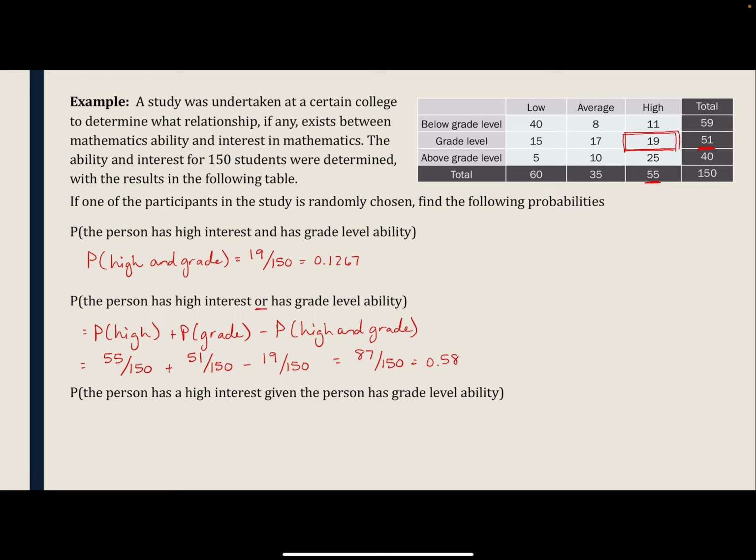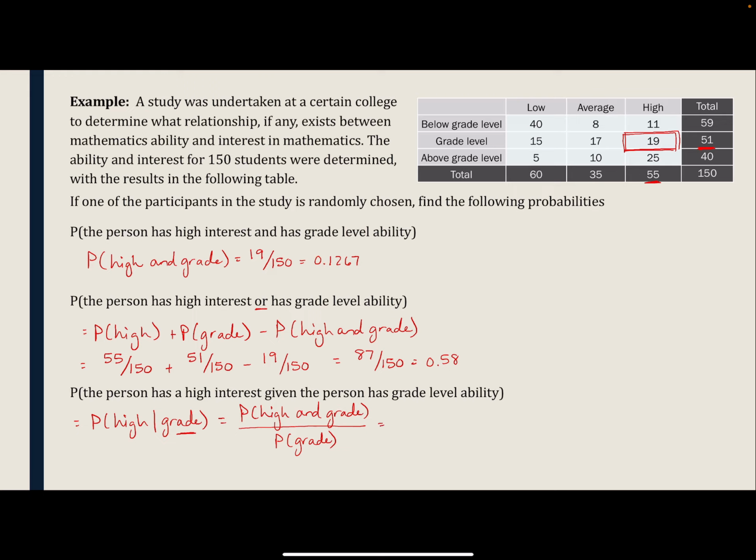The last question says, what is the probability that the person has a high interest rate given that the person has grade level ability? Well, if I'm finding the probability that they have a high interest in mathematics, given grade level ability, then using the formula, this is the probability that they have a high interest in mathematics and grade level ability divided by the probability that they have grade level ability. You're always dividing by the probability of the second one, the given part.